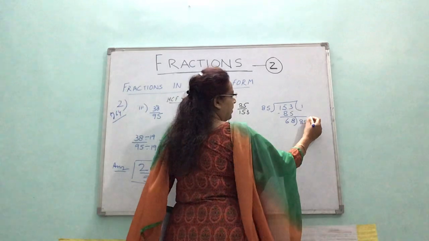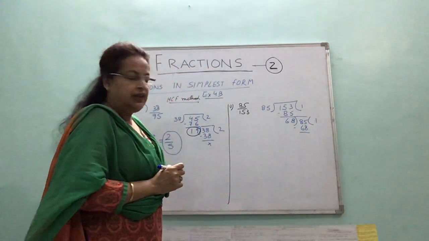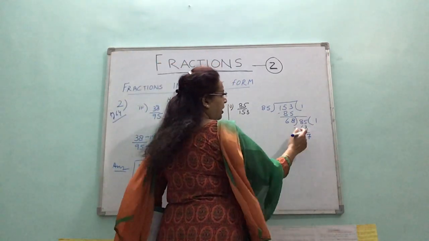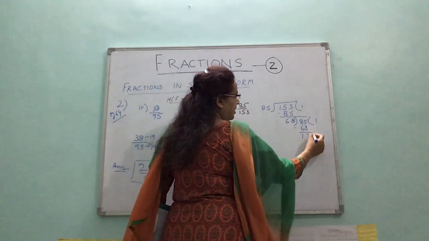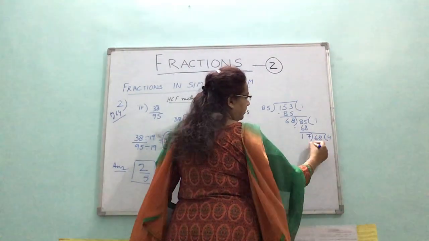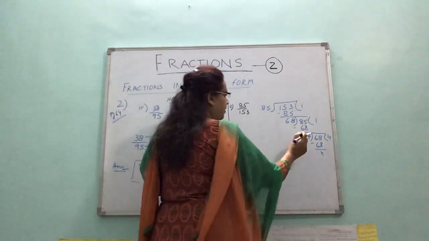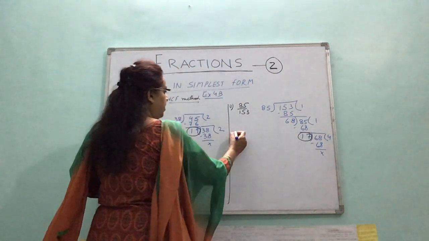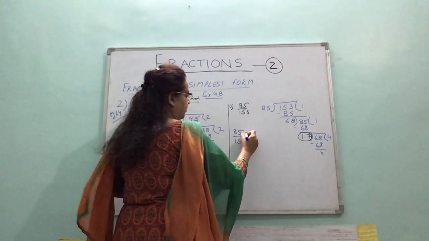Now 85 becomes the dividend. Once, 68. Now from 15 borrow. 15 minus 8 is 7, and borrowed 1, 17. Well, 68. 17 4 times is 68. So the last divisor is the HCF. So what is the HCF here? 17 is the HCF. So divide both numerator and denominator by the HCF.